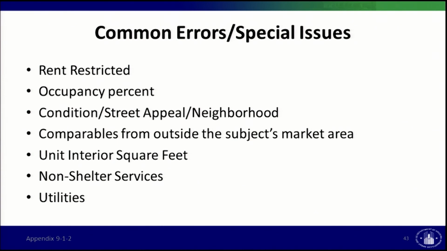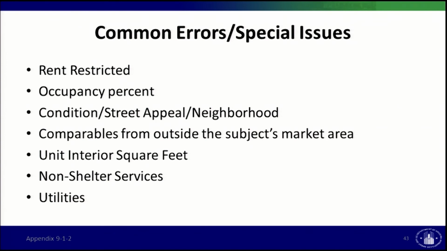Condition, street appeal, neighborhood. Some appraisers have made large dollar adjustments for lines 8 and 9 on the grid, which sometimes makes the reviewer question if the comparable is similar enough to the subject. Comparables from outside the subject's market area. Some appraisers have made an adjustment for comparables in a different market area when the market evidence indicates that the differential in rent is not significant.